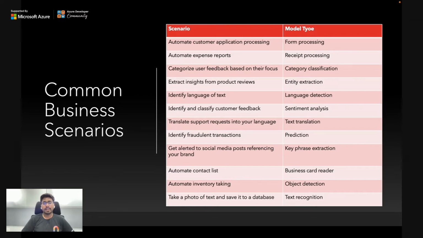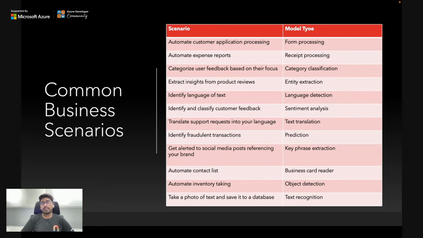And identifying fraudulent transactions. This is the custom prediction model, where you look into your historical data to understand if any new fraudulent transaction is taking place, and you need to identify that. Key phrase extraction is useful if you want to be alerted every time someone references your company. You can create a key phrase extraction for that.